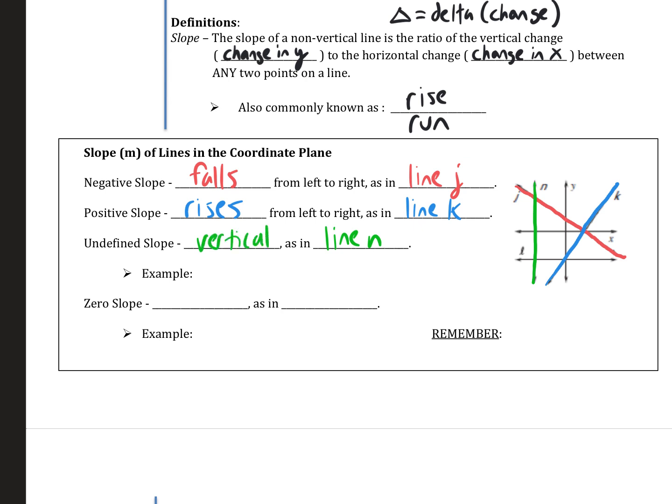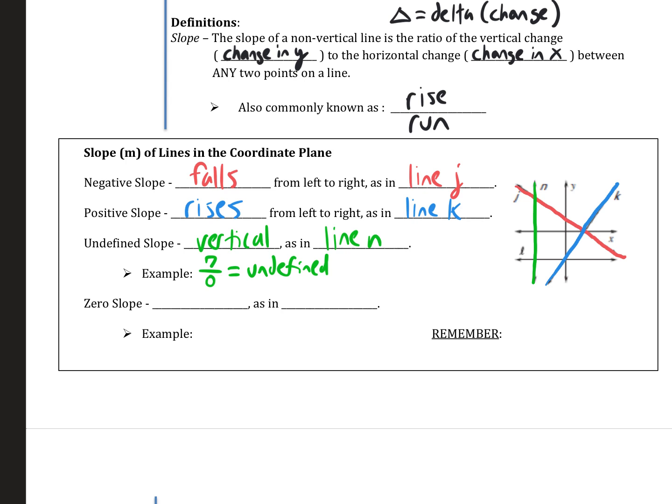And the reason why it's undefined, for example, it's rise over run. So say the rise goes up 7, right? And the run, what's the run of a vertical line? Does it go left or right at all or no? It doesn't, so it's going to be 0. And then 7 divided by 0, you can't divide by 0, and that's why it's undefined. So 0 is in the denominator, that's why it's an undefined slope.